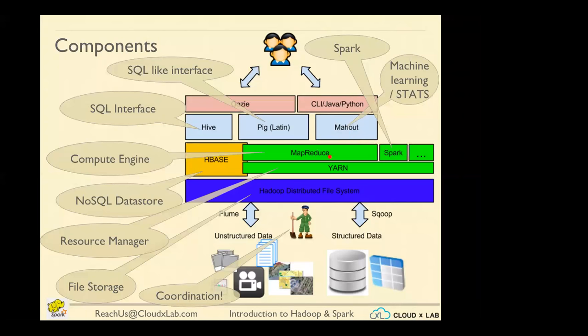Earlier, Mahout used to run on MapReduce. What is Mahout? Mahout is a collection of libraries for high-end computing, such as machine learning and statistics. So you can think of Mahout as a software package that contains all the machine learning libraries and statistical analysis libraries. Okay, that's what Mahout is.